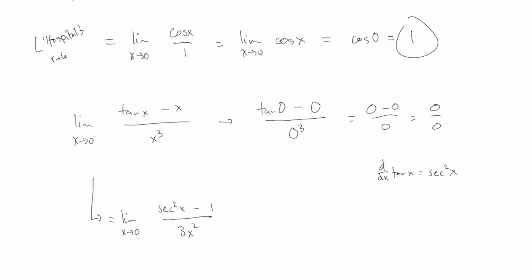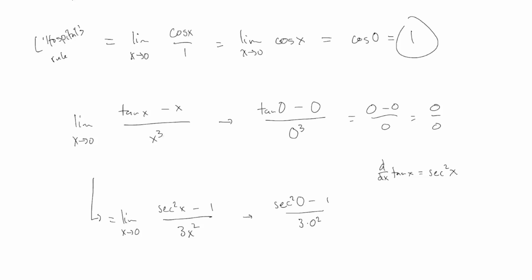Excellent. And now we should try again to plug this value in. So I am going to try now to plug in 0 over 0. This says secant squared 0 minus 1 divided by 3 times 0 squared, right? And what is all of that? Can anyone say what is secant squared of 0?